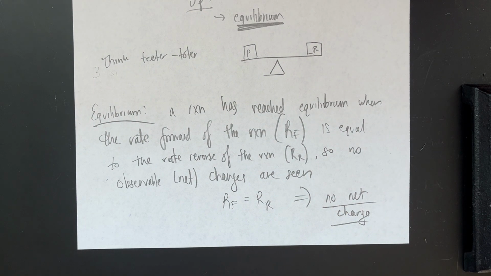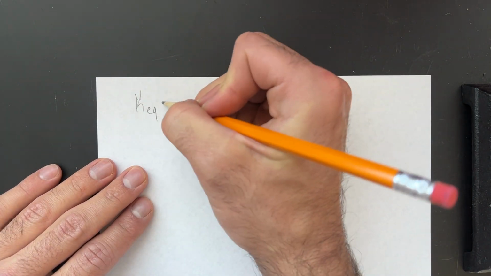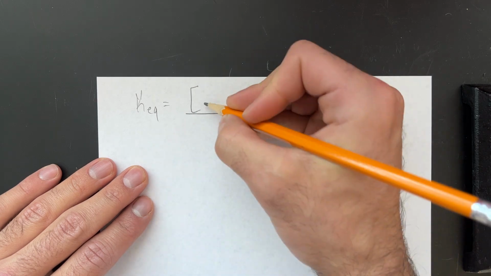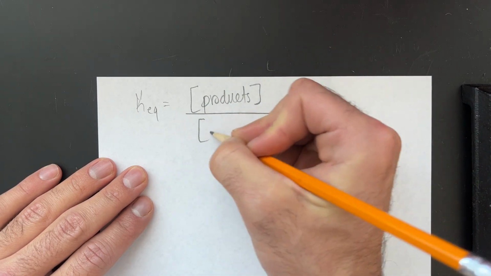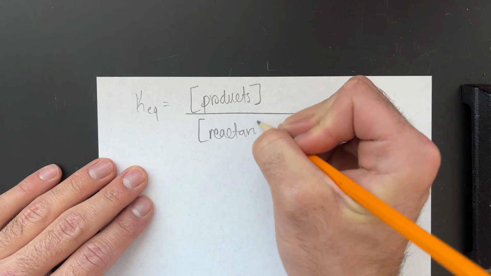Now, of course, these things are better understood via some practice and some example problems, so let's take a look at a couple of those for you guys. Before we do that, though, one last little theoretical thing is you need to know the definition of KEQ, right? And so KEQ is equal to the concentration of our products over our reactants.